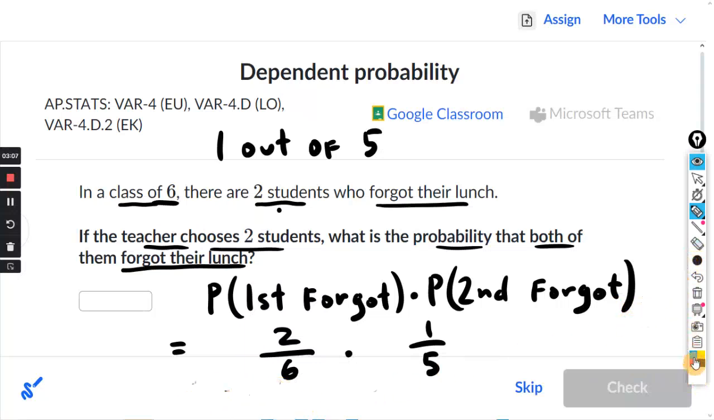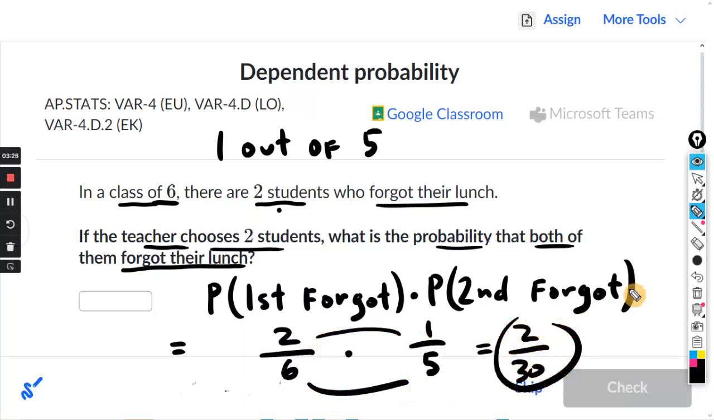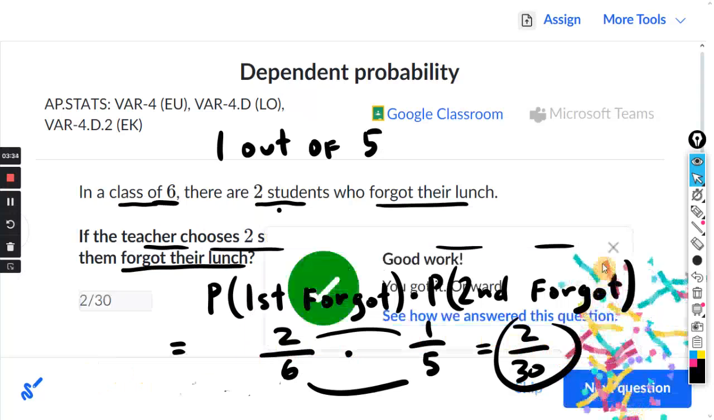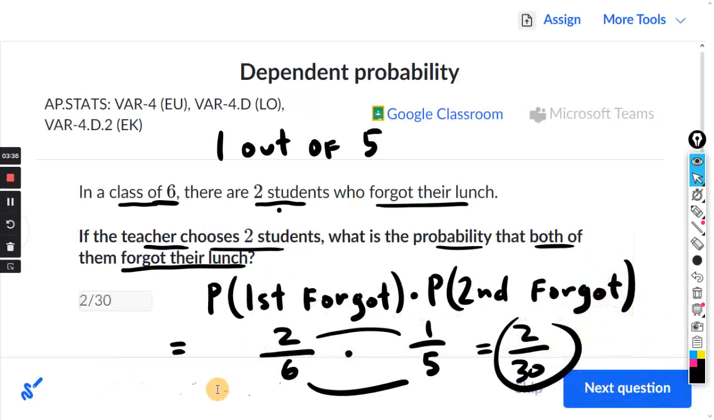Once the teacher chooses the first student, there's 1 student less that forgot the lunch, and there's 1 student less in the total. Multiplying fractions, numerator times numerator, 2 times 1. Denominator times denominator, 6 times 5. And that's it. They don't make you reduce, and they don't make you do the decimal, so it's just 2 out of 30. In this case, we decrease the numerator by 1 and the denominator by 1 once we chose the first student.